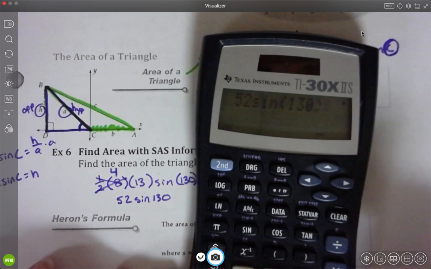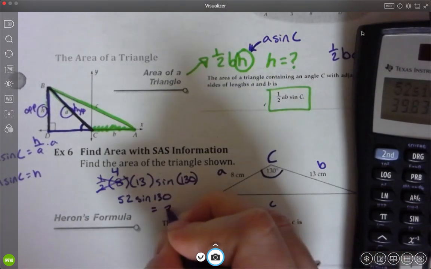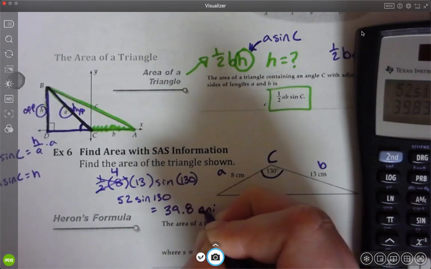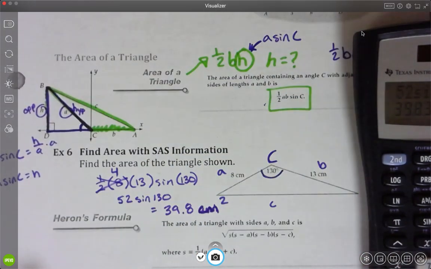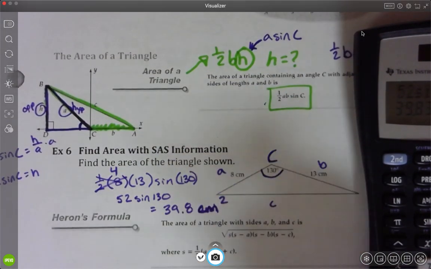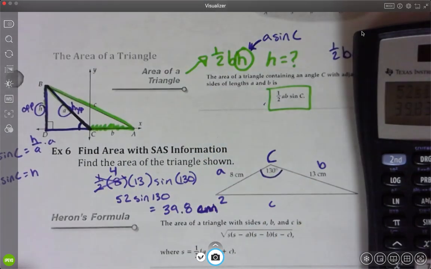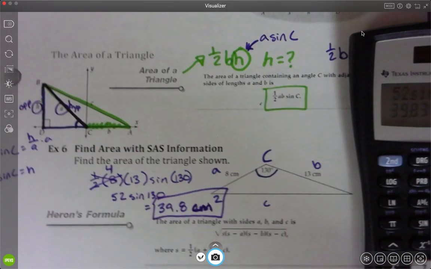That will be 39.8 units. Actually, 39.8 units squared, or centimeters squared. It does have units on it. Centimeters squared is how large that triangle is. So you're still doing 1/2 base times height, except it's just kind of an altered formula. 39.8 centimeters squared.